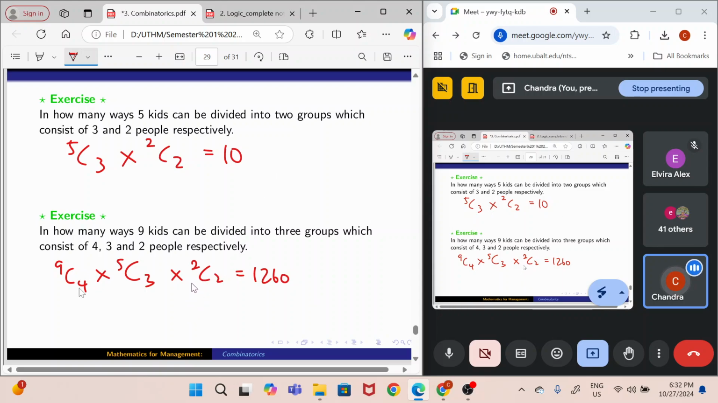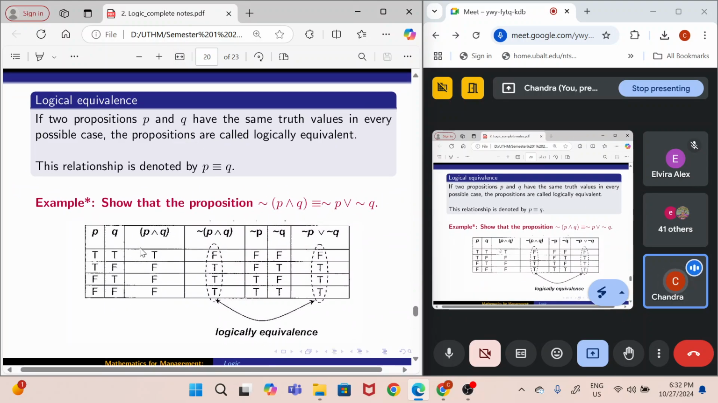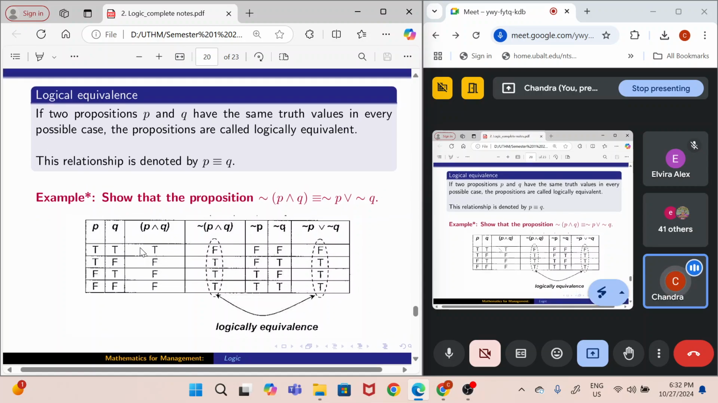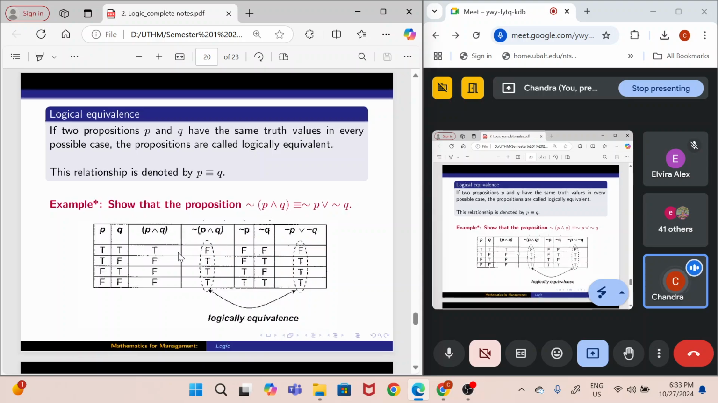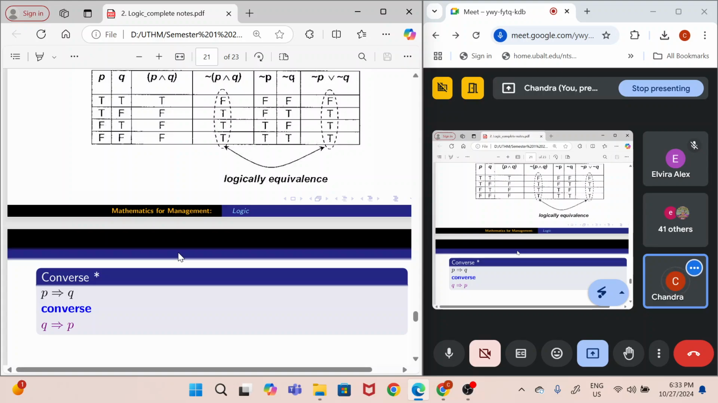Alright, so with this we finish chapter 3, combination. Wednesday we will go through the tutorial for combination. Now let us go for logic. In the class that day we finished until logical equivalence. Finished until here.